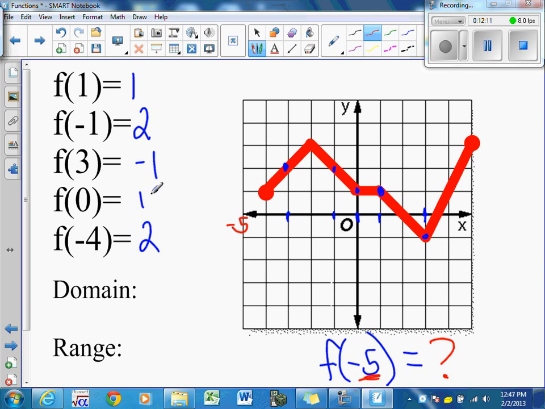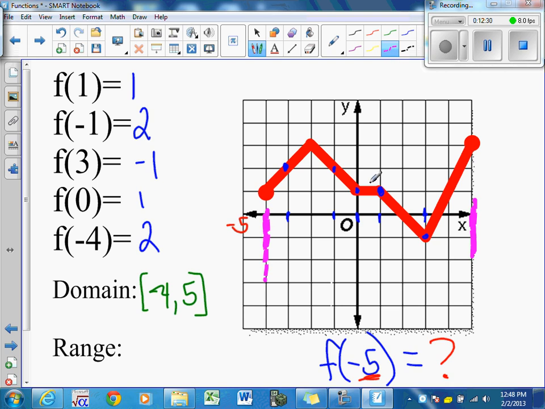So what we want to do for our domain, that's the x's. So I want to figure out what x's work. Well, they work from here, and they work to there. So what is that value? That is from negative 4 to 5.